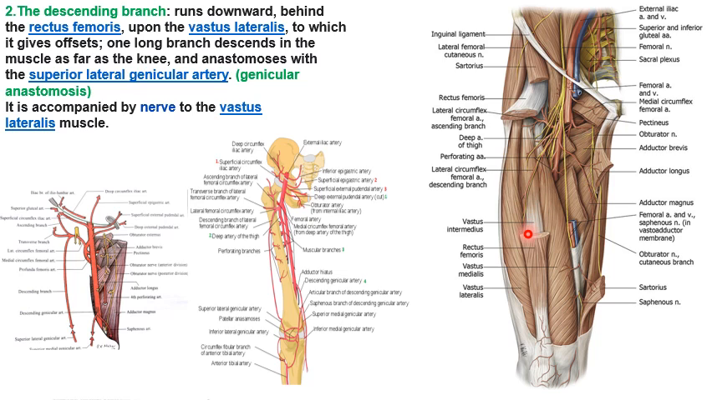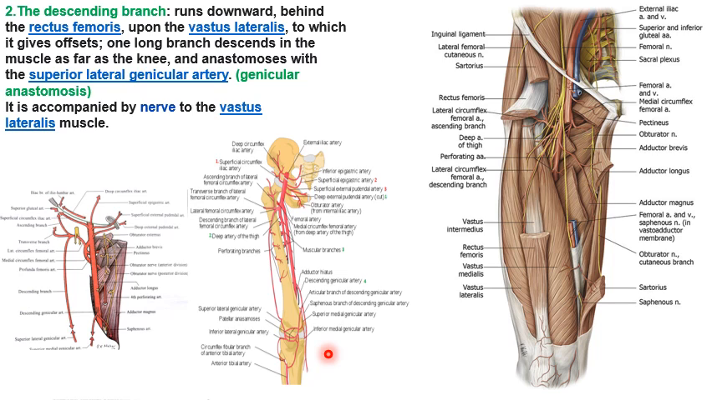As it descends down, it is accompanied by the nerve to vastus lateralis as well. As it descends, you can see here, it anastomoses with the superior lateral genicular artery, this one, participating in anastomosis around the knee joint. Is that clear? It has a very important clinical feature. When we look into the cruciate anastomosis, we will see what the clinical feature is.